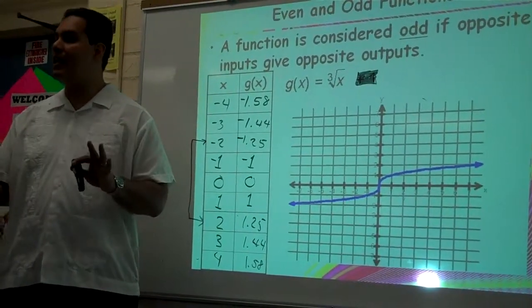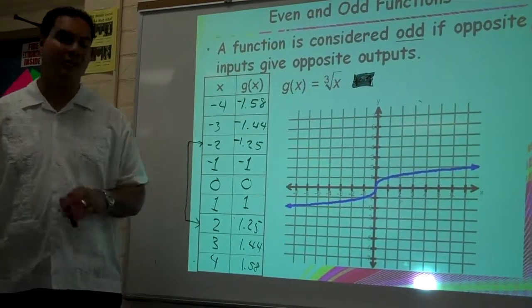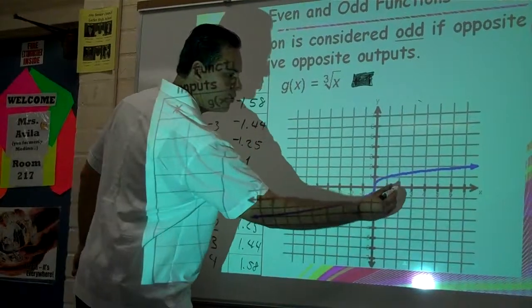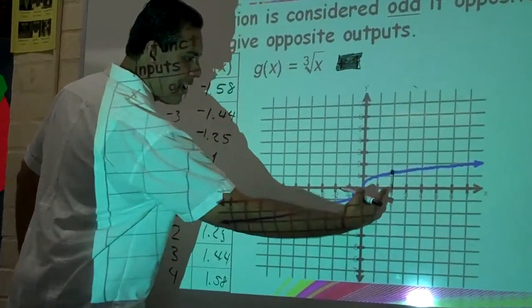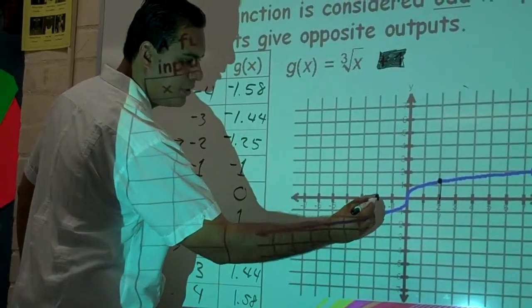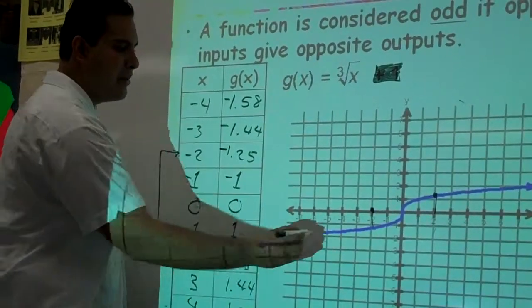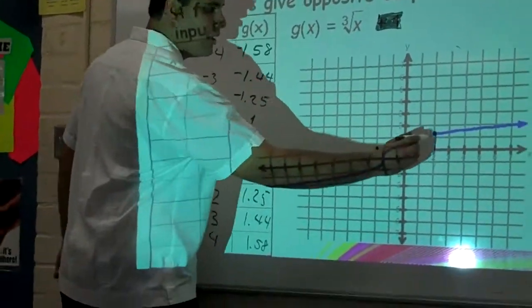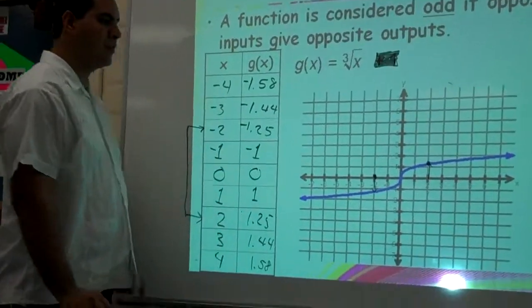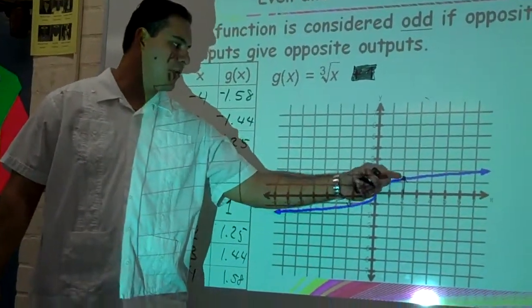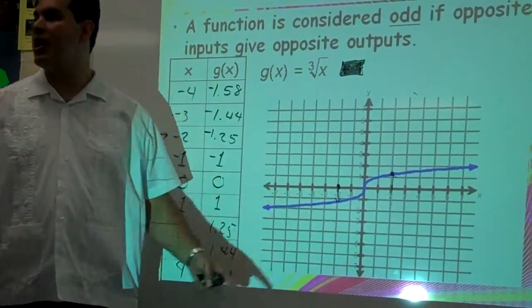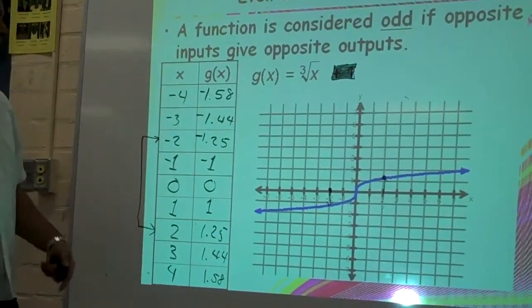Notice that if I pick any two input values that are opposite of each other, for example, 2 and negative 2, they are the same output value, they're just going in opposite directions. See that? Positive 2 is up here, negative 2 is down here. Doesn't matter where I go.